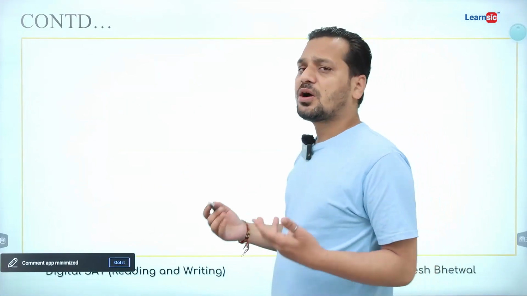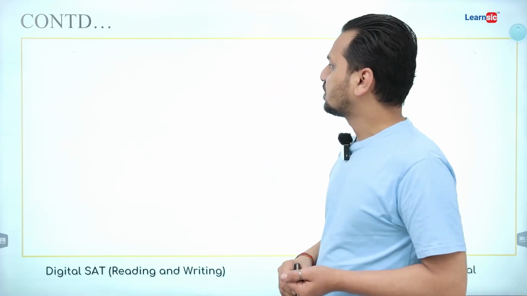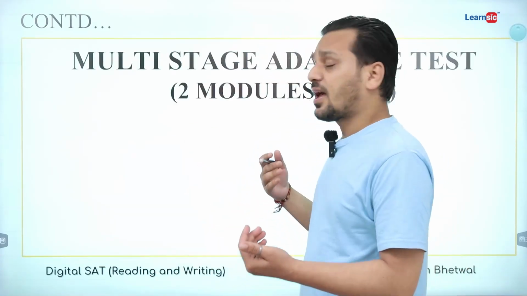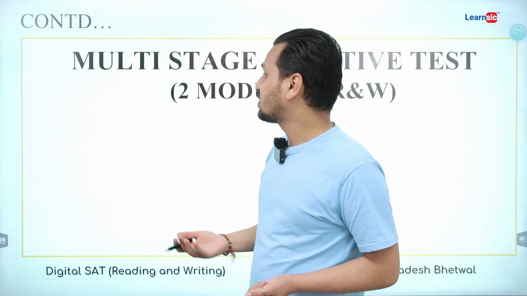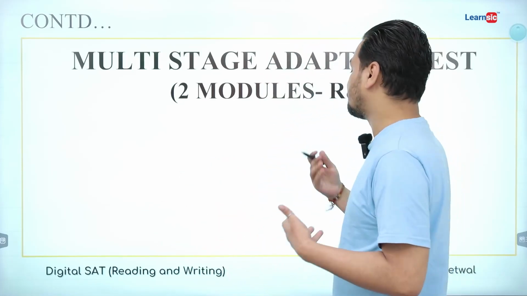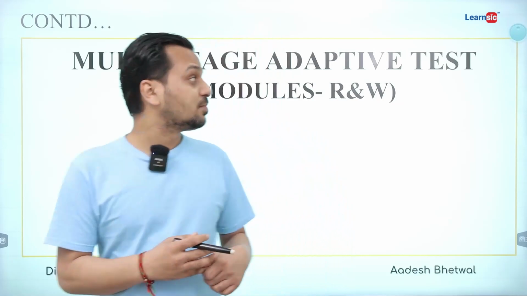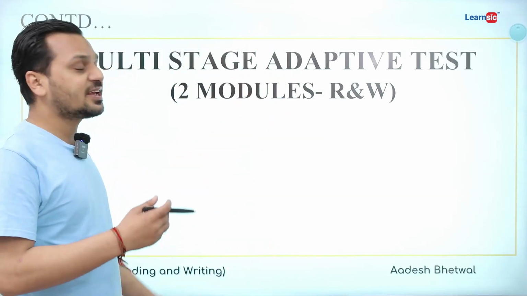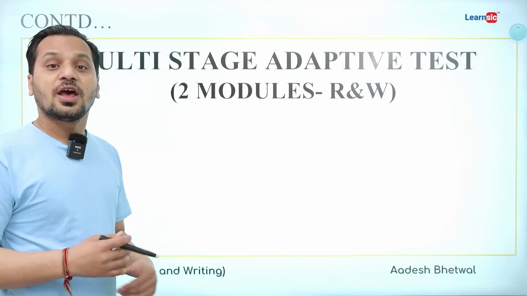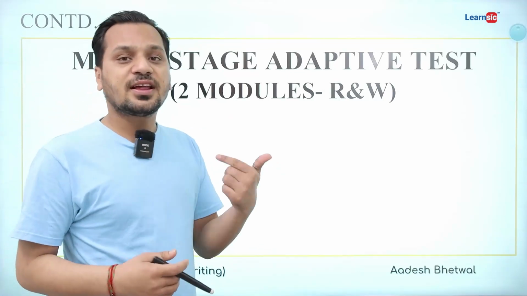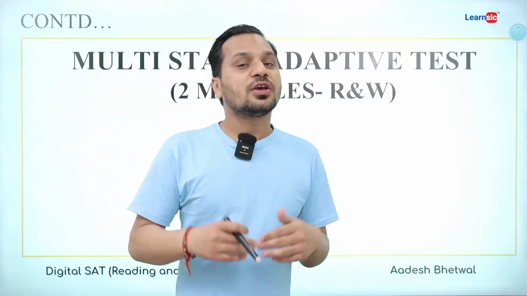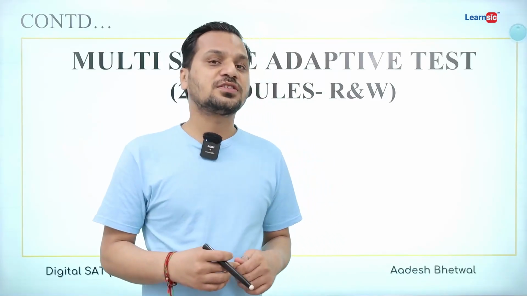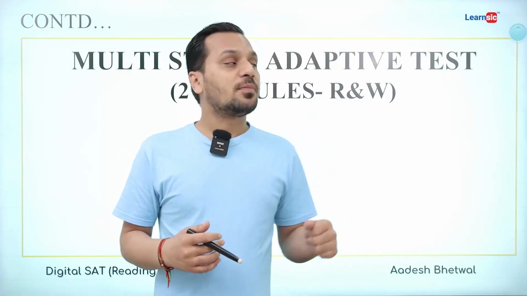Now let's talk about all the differences. So now the test has turned into a multi-stage adaptive test. What does this mean? What is a multi-stage adaptive test? It means the test has been divided into two modules. In each section, in reading and writing as well as in math, your whole test will be divided into two modules, and you have to take the test in two different modules.